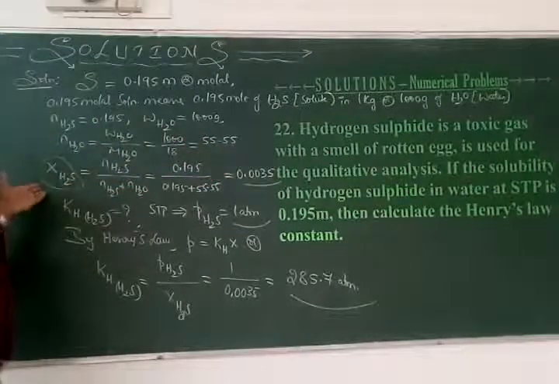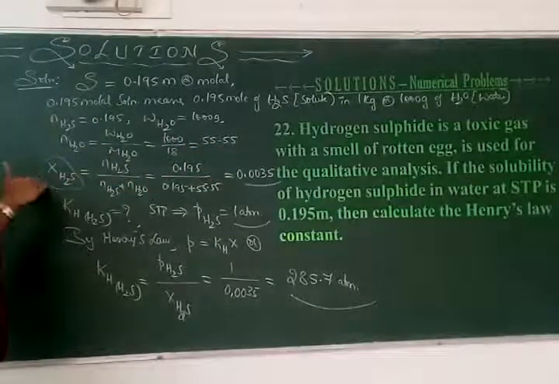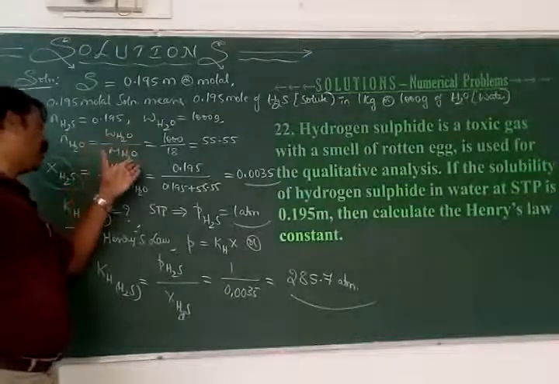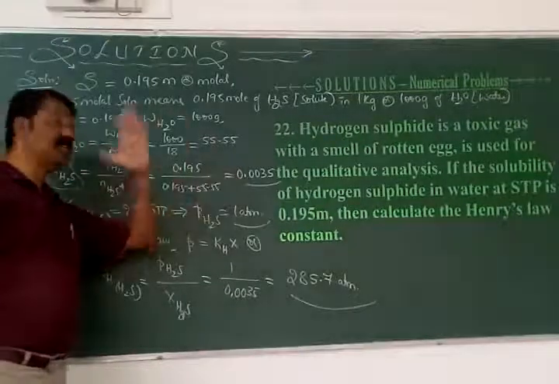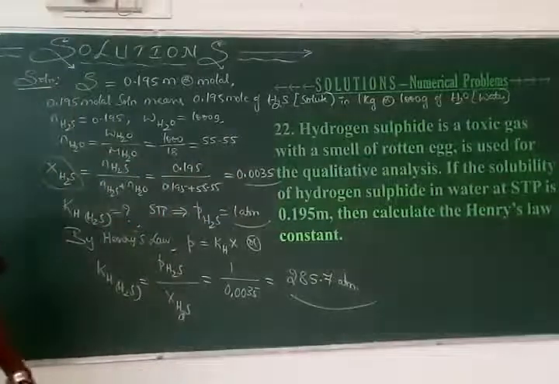Then find the value of mole fraction of gas. What is the gas here? H2S. It is equal to number of moles of that gas divided by total number of moles. On simplification, I will get the value as 0.0035.